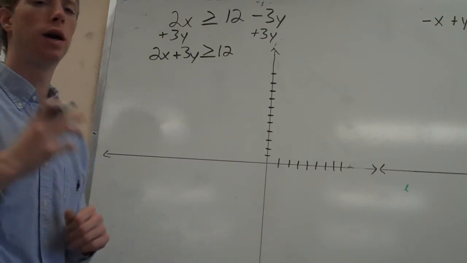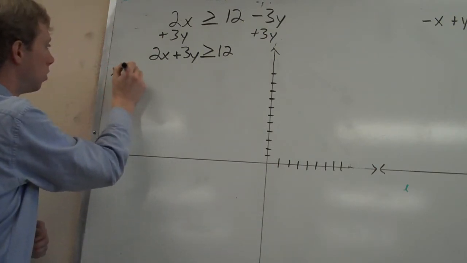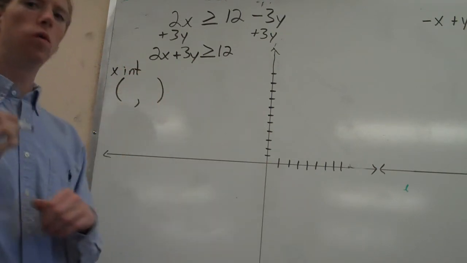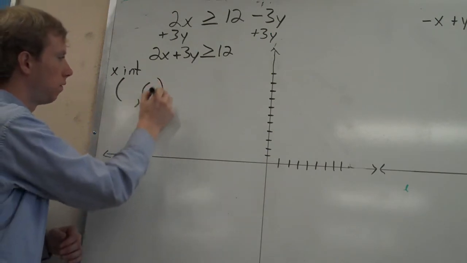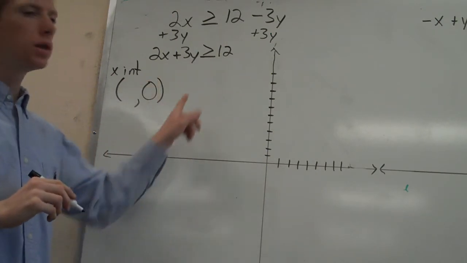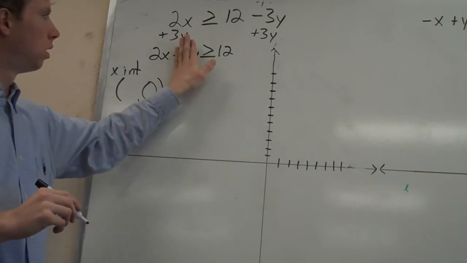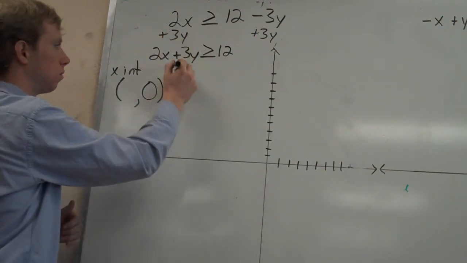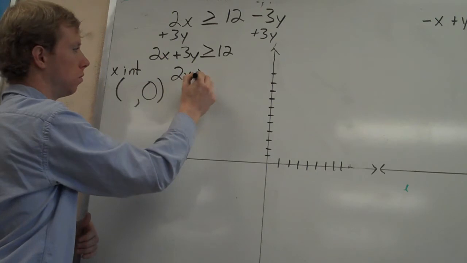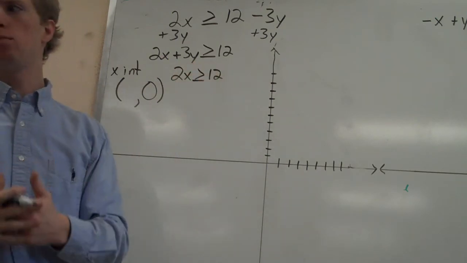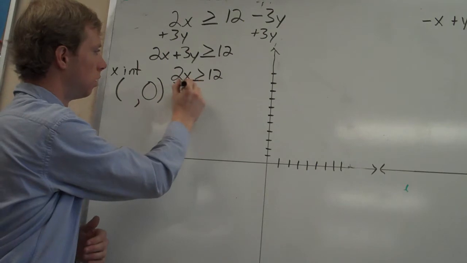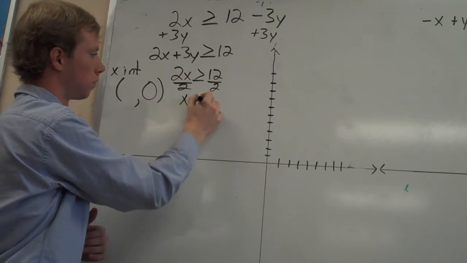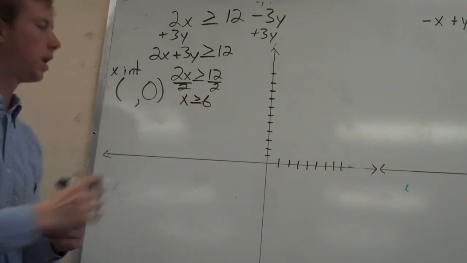I'm going to solve for my x and y intercept. My x-intercept will always have a y value of 0, so I'm going to fill that in right now. If I set y equal to 0, my 3 times 0 goes away, and I have 2x equals 12. I would then divide by 2 to get x is greater than or equal to 6. And fill that in right here.